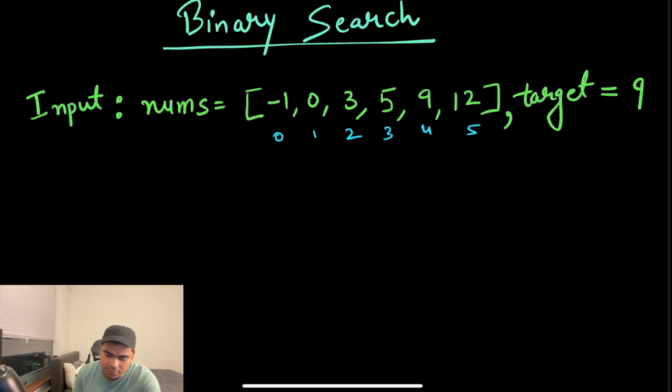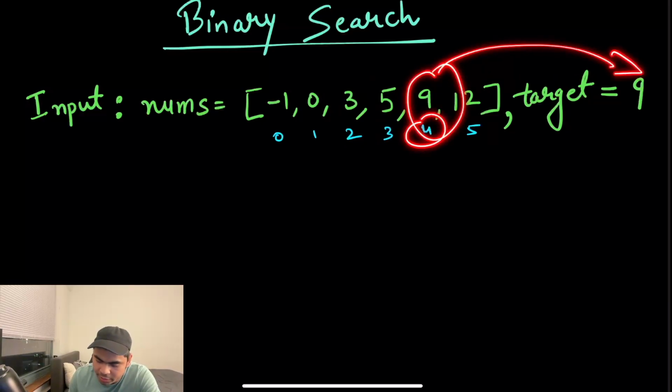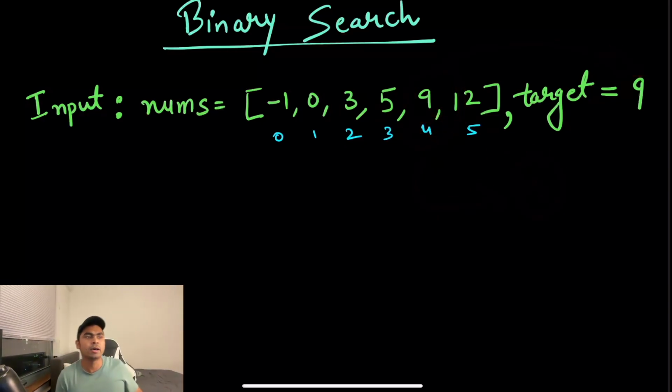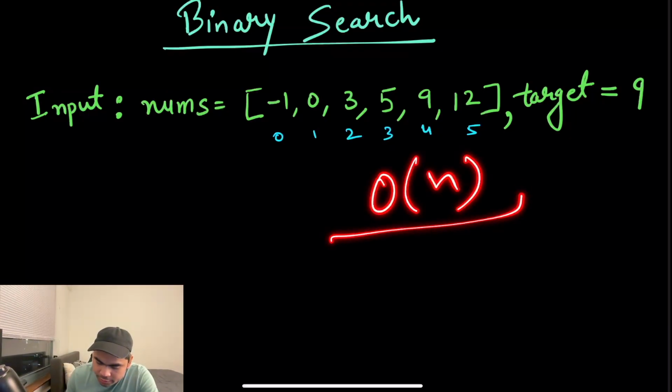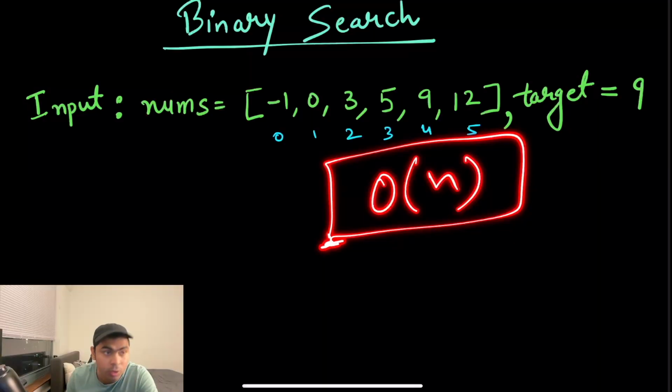Now we check at our first index. Is this equal to our target? No. Is this equal to our target? No. And so on, and then we come here, yes, this is equal to target. Then we return 4. That would be our answer. But that's going to take O(n) time complexity, right? This is not what we want.